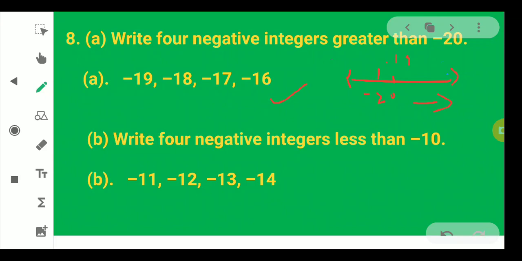Write 4 negative integers less than minus 10. Now less than minus 10, on the number line this is 0, minus 10 is here. So less than means on the left side. So on the left side we will get what? Minus 11, minus 12, minus 13, minus 14, minus 15, minus 16 and so on. So these are the negative integers less than minus 10.